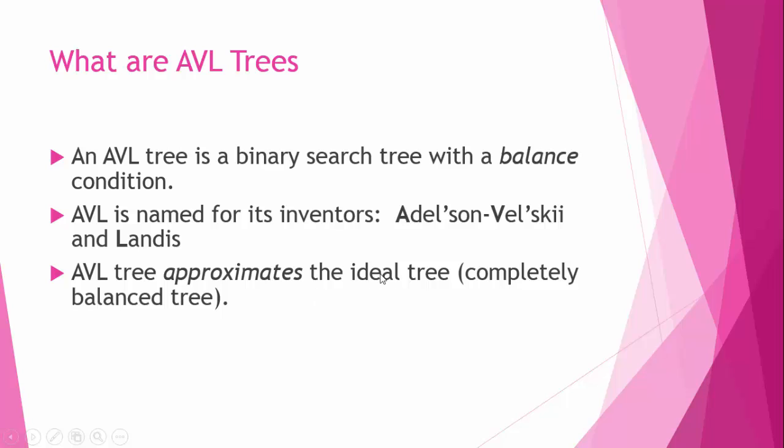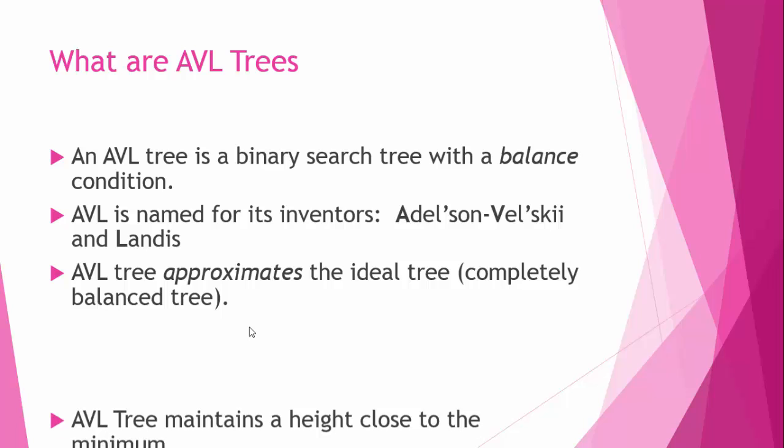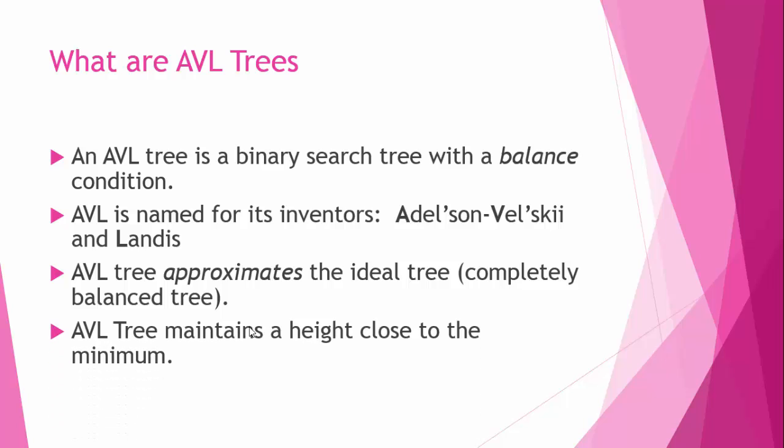An AVL tree approximates the ideal tree, a completely balanced tree. So we can also call this kind of tree a balanced tree, because after any addition or deletion of any node to the tree, we must maintain the balance of the tree. So an AVL tree maintains a height close to the minimum, as we can see in the next slides.